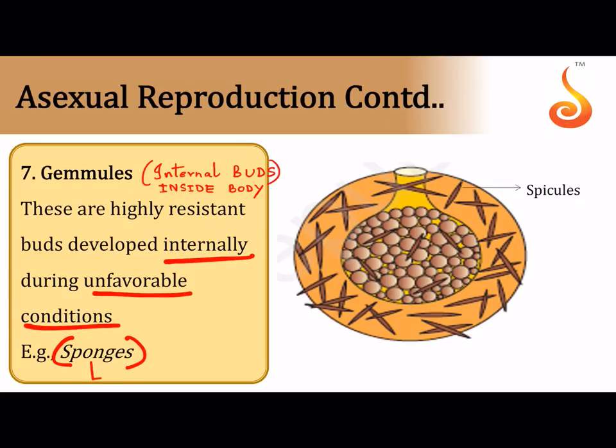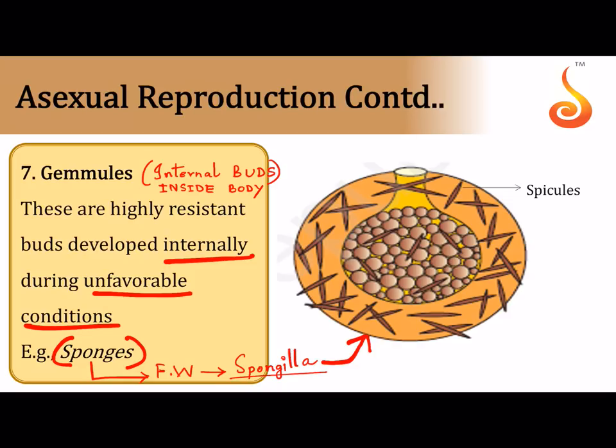Say, for example, it is mostly seen in freshwater sponges. The best example is Spongilla. Say, for example, this sponge is living in a pond and that pond dries up during the summer, intense heat, intense sun. It has nowhere to go. It knows it's going to die. So what it does is it constructs a gemmule inside its body and then dies.